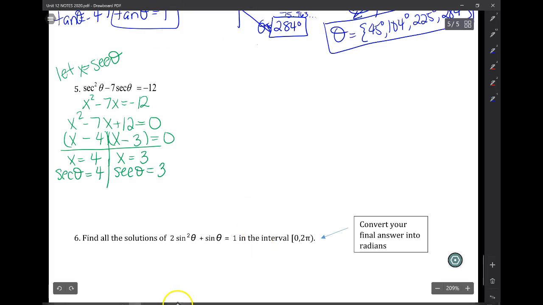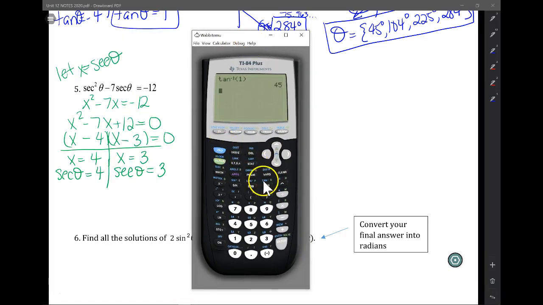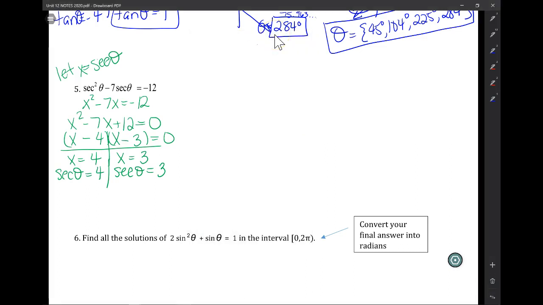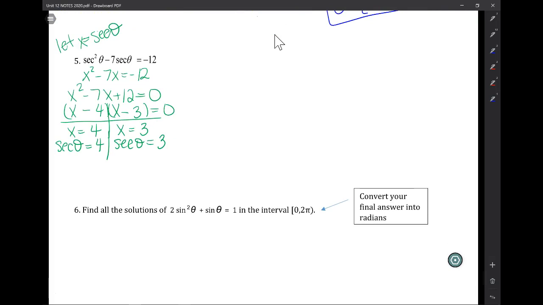Now, unfortunately, on my calculator, I don't have a secant button. I have sine, cosine, and tangent, and that's all I got. But we know a relationship between secant and one of those. Secant is the reciprocal of cosine. So if secant equals 4, then cosine is 1 over 4. And if secant equals 3, then cosine is equal to 1 over 3.